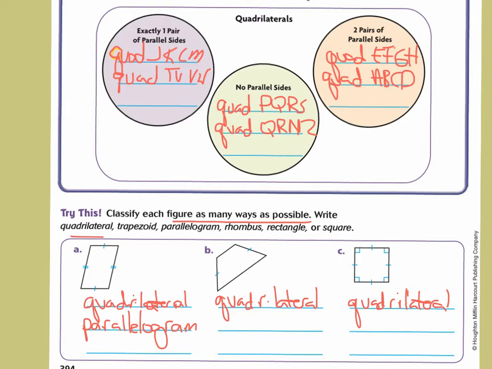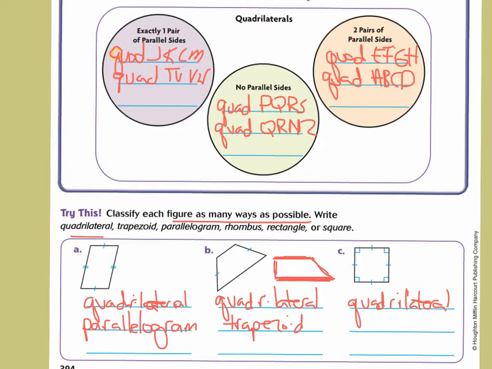Number two, my favorite, trapezoid. Now, usually you see a trapezoid like this, but sometimes you see a trapezoid where it's like this. And that is also considered a trapezoid because this top and this bottom are one pair of parallel lines. So again, this could also be a trapezoid right here.